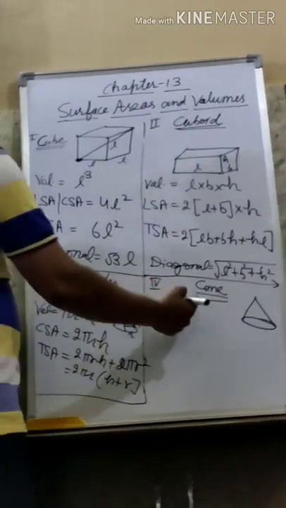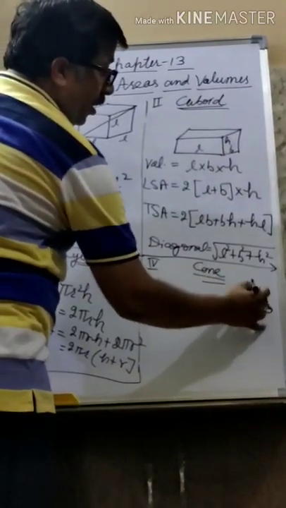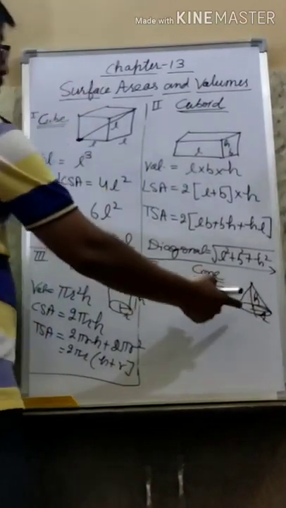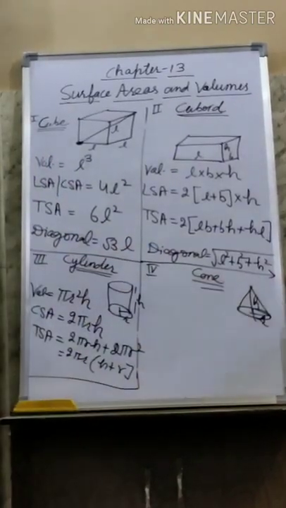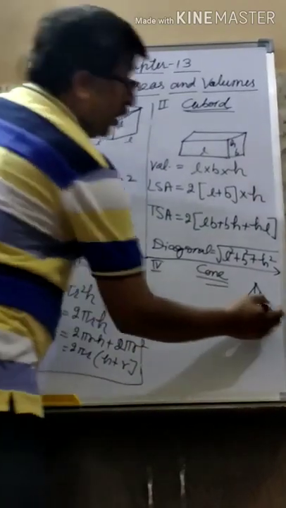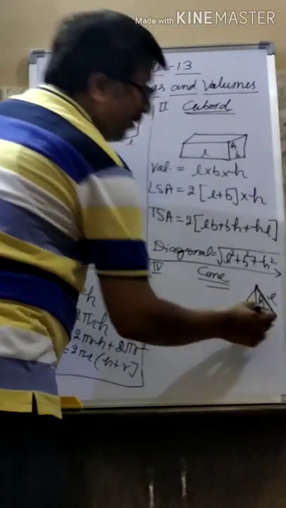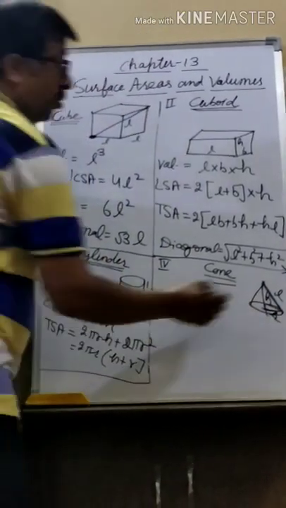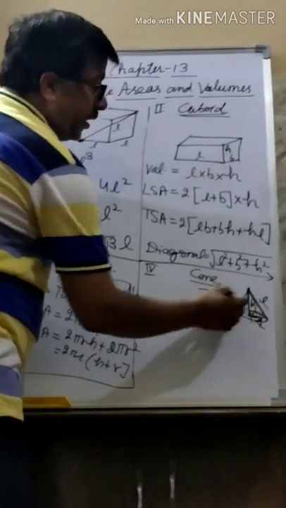If you say cone with the same radius and same height, then the volume of the cone is 1/3 the volume of the cylinder. This you learn, so that you compare both. So this is the radius, this is the height, and this is the slant height. Clear this? In the slant height, you know very well, this is a right triangle.